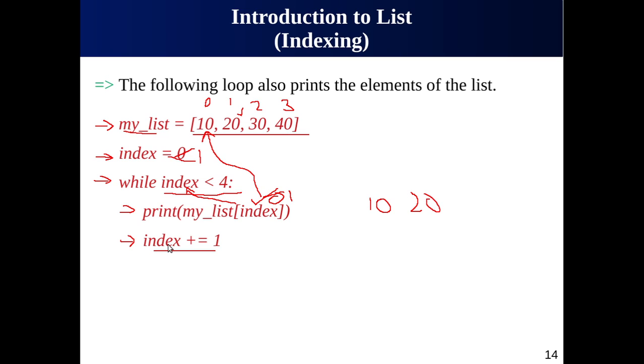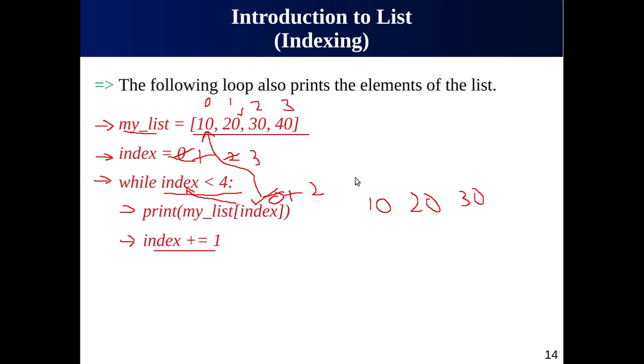Execute the next statement. Increment the previous value of index by 1. So now the new value is 2. Check the condition. 2 is less than 4. Yes. Come here and execute the body of the while loop. Now the value of index is 2. My list 2. What is the value at my list second position? The value here is 30. It will display 30 on the screen. Increment the value of index by 1. The new value is 3. Check the condition. 3 is less than 4. Yes, condition is true. Execute the body of the loop.